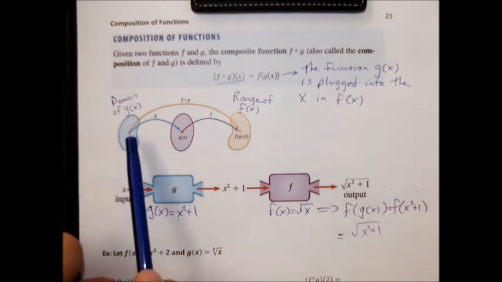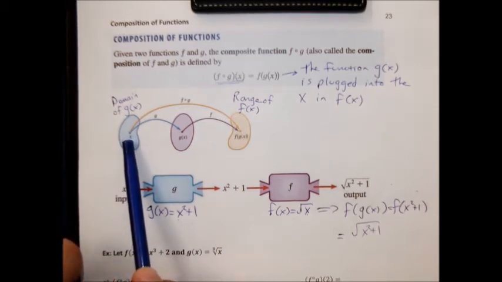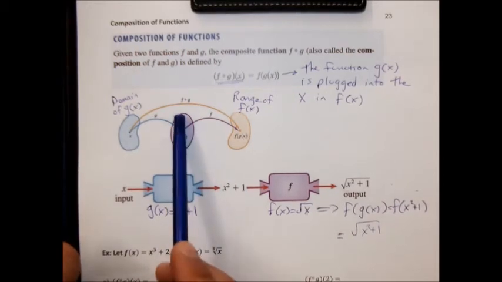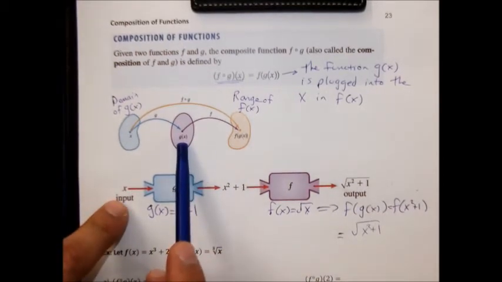It's kind of like we take our input and we plug it into the function g, and that's what this middle is. So this middle bean is the range of g.